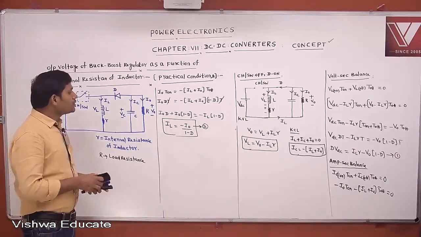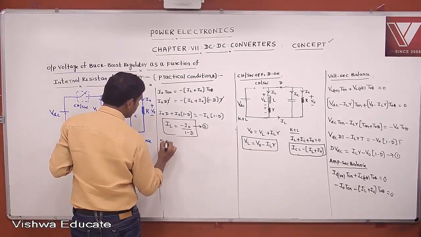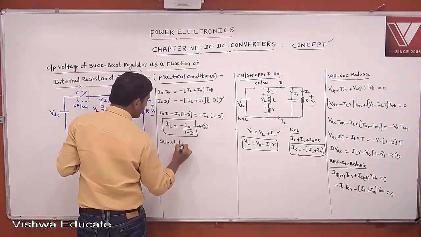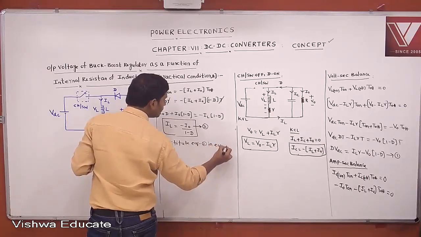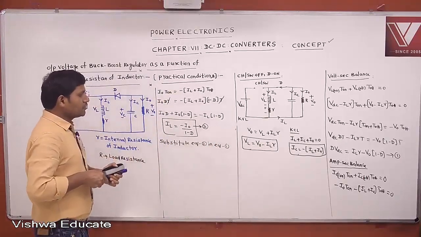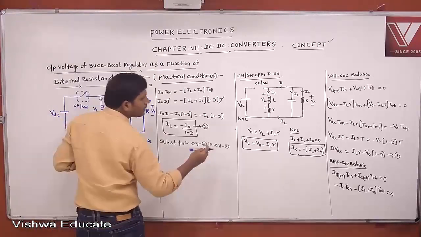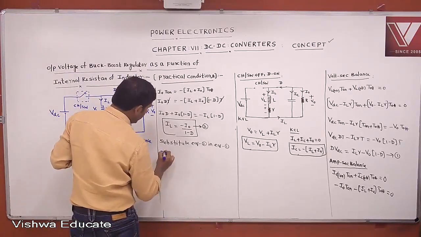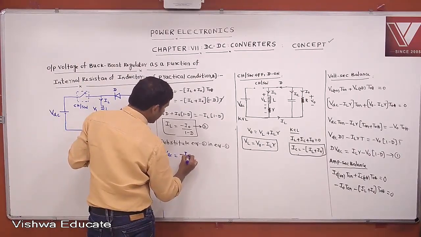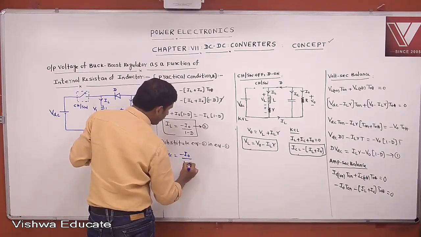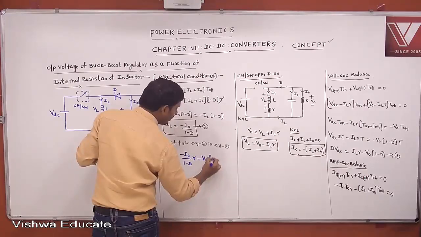Now substitute equation 2 in equation 1. If you substitute equation 2 in equation 1, then what you get? Tell me. D into VDC is equal to, what is IL? Minus I naught by 1 minus D into small r minus V naught into 1 minus D.